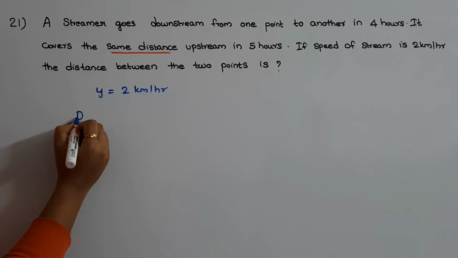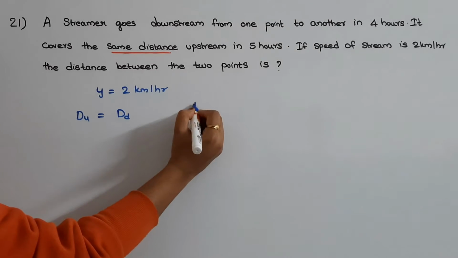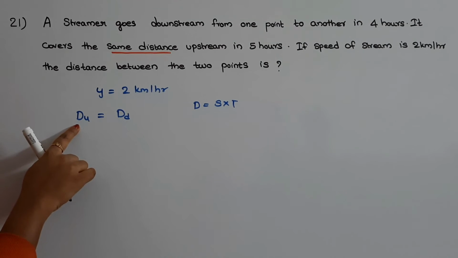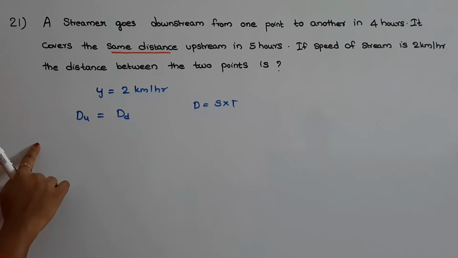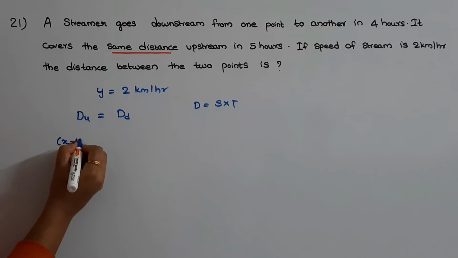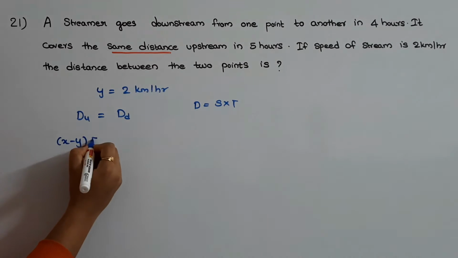Distance upstream is the same as the distance downstream. We know that distance is equal to speed into time. Hence, upstream distance will be equal to upstream speed into upstream time. Upstream speed is x minus y and the upstream time is given as 5 hours.